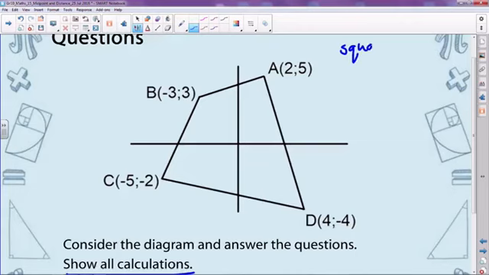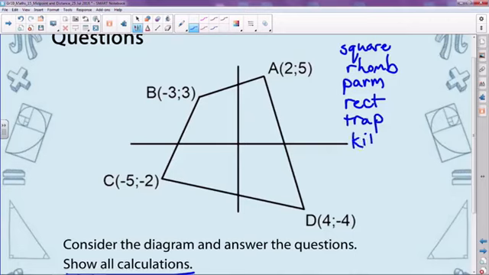We have a square, a rhombus, a parallelogram, a rectangle, a trapezium, and, what's the other one? A kite. Did I get them all? I think so. I'm pretty sure I got them all. Okay, so I'm going to give you 1 minute to try and figure out which one of these quadrilaterals this shape is. On your marks, get set, go.